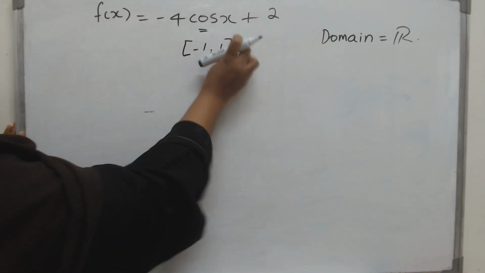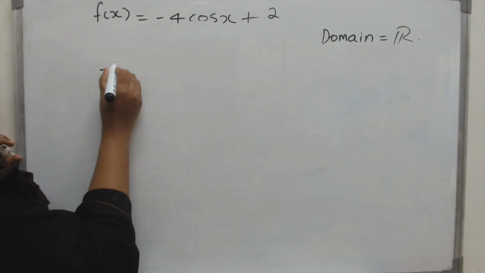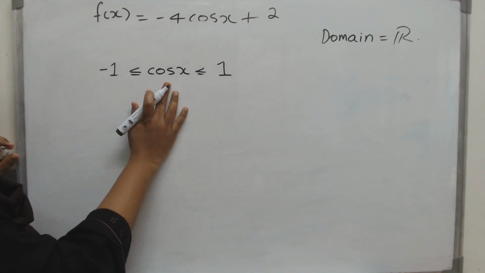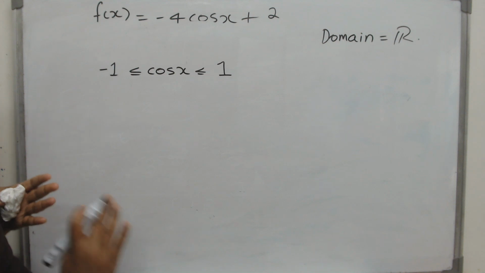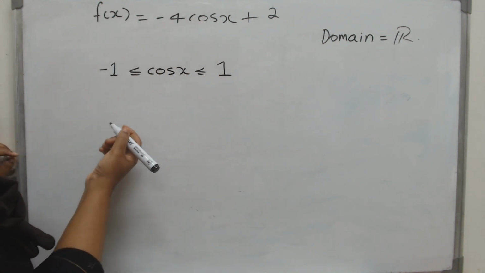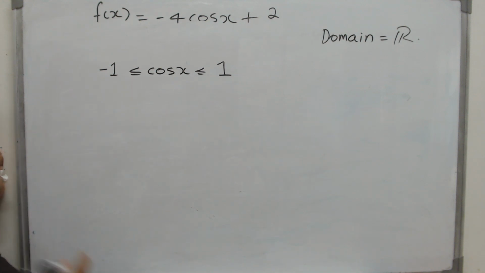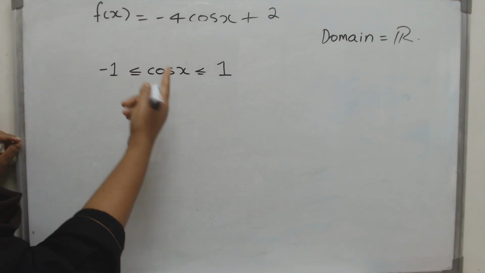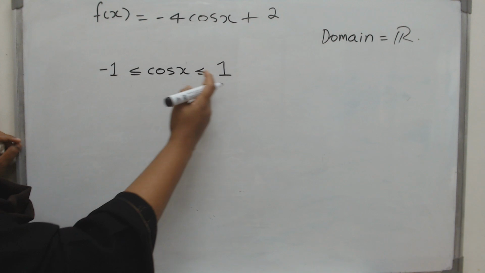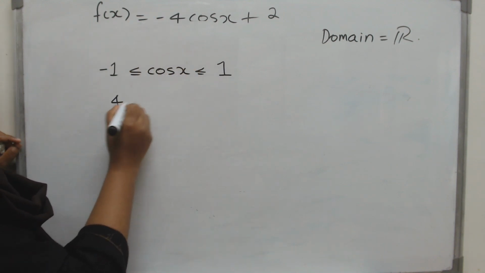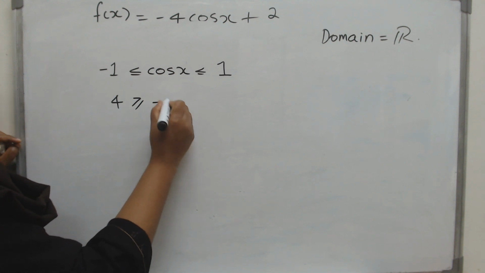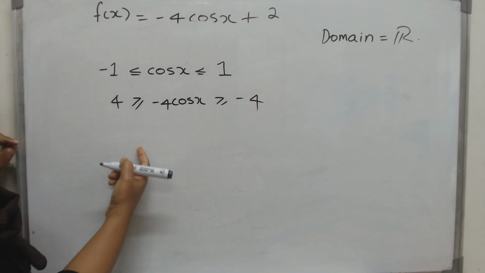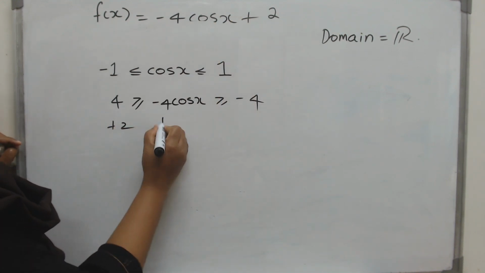But let us write down the steps and do it the legit way. The cos x lies between -1 and 1, but what you need is not the limits for cos x. That is not our function here. This is our function. So multiply throughout with -4. When you multiply or divide with a negative number, what happens? The inequality flips. So let us multiply each and every term with -4. So this becomes 4, and the inequality changes. Here also the inequality flips. Are we done? No, there's still a plus 2. We will add a plus 2 throughout.